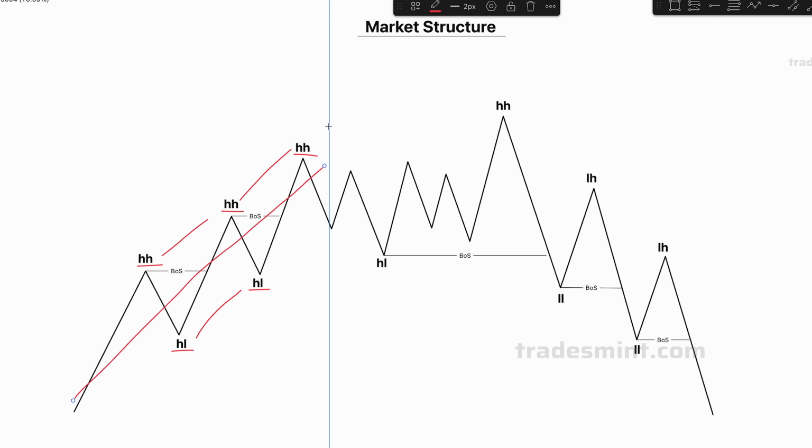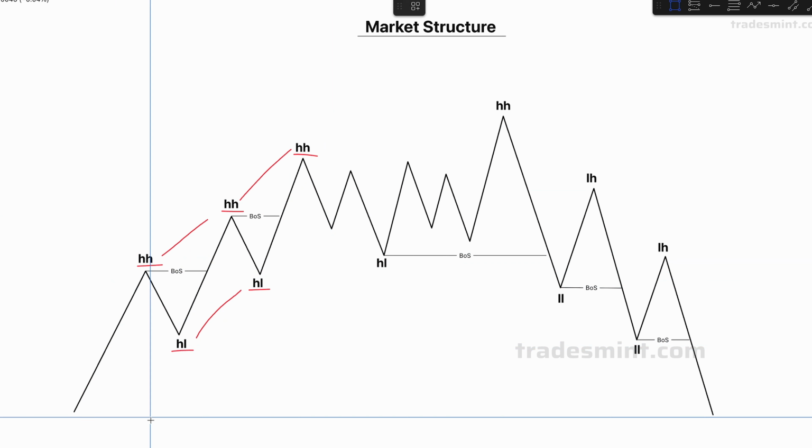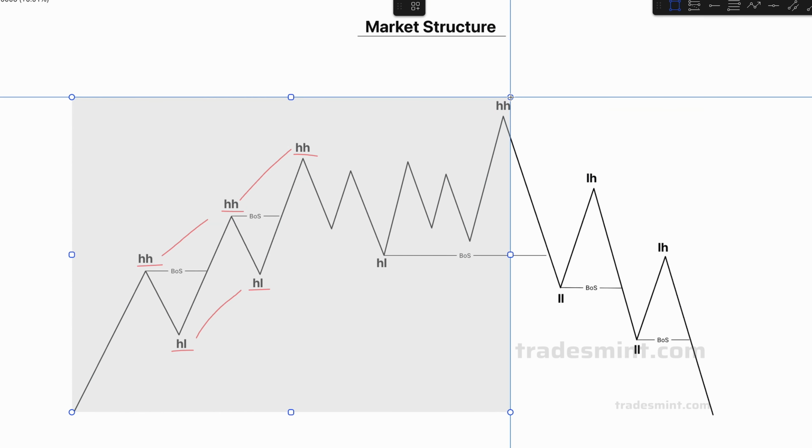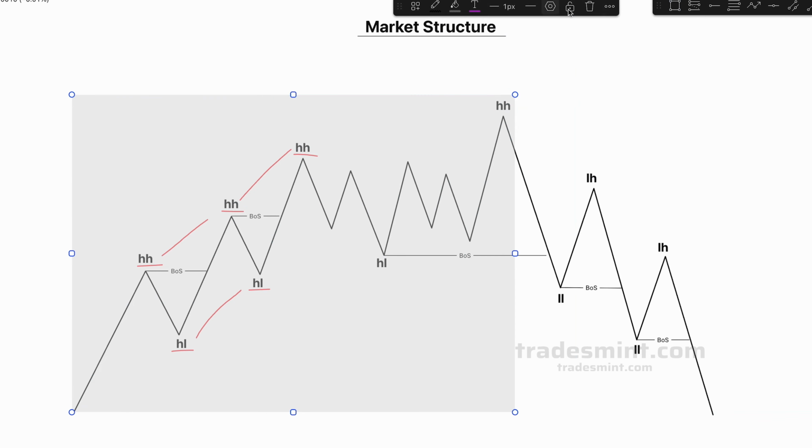It's a phase where the market's going up. And we can pretty much determine that the market will continue to go up so long as it keeps providing higher high and higher low structure. So that is what we call an uptrend, okay?